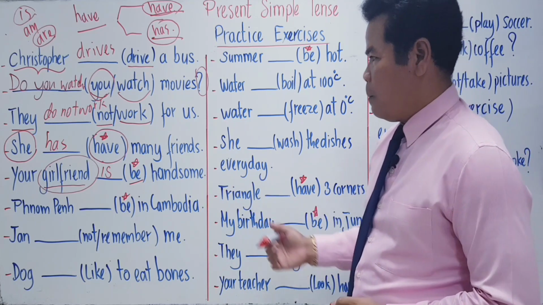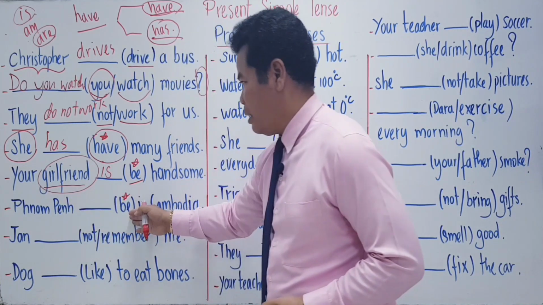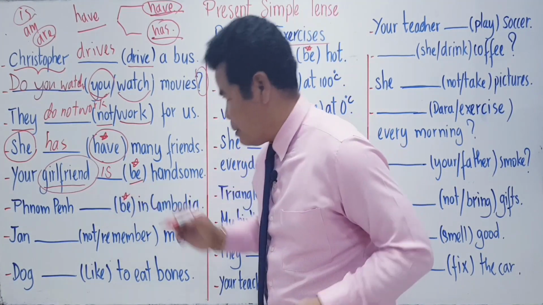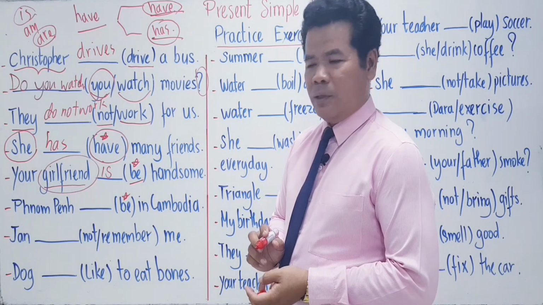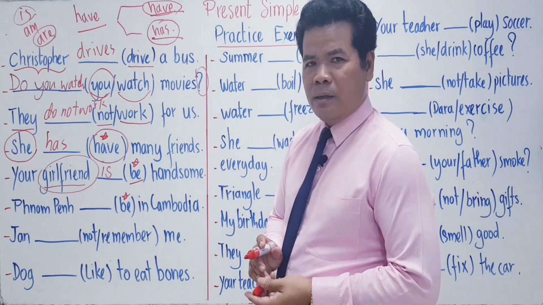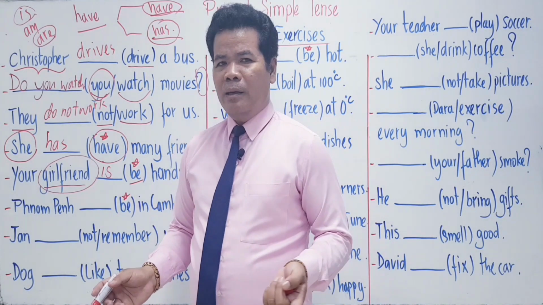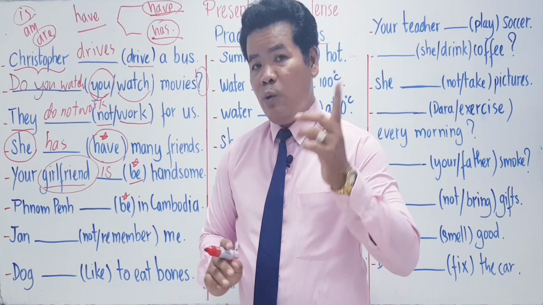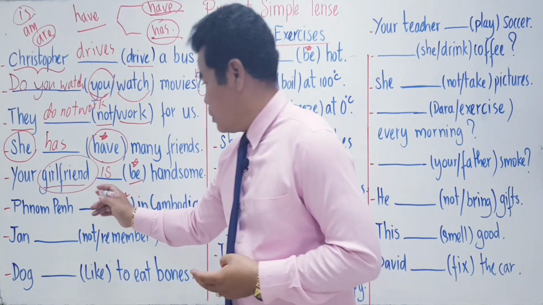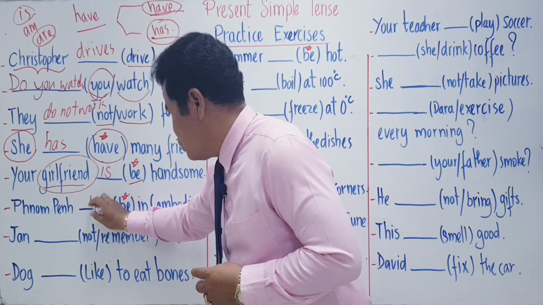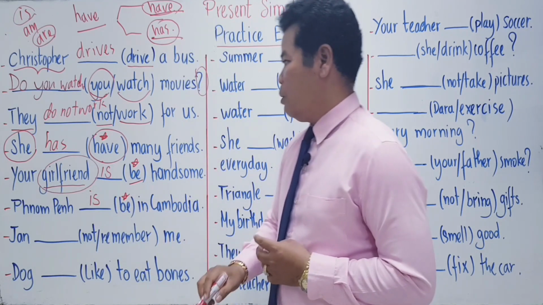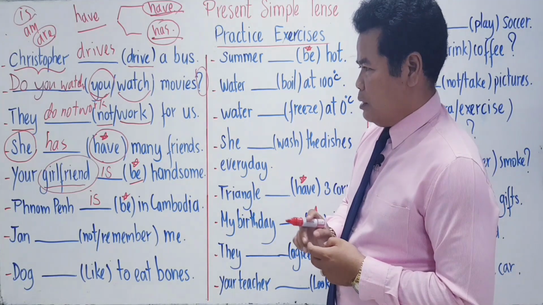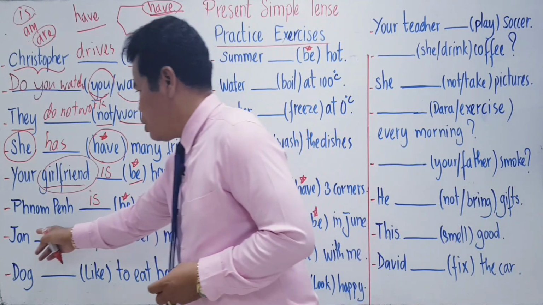Let's go to another one. Phnom Penh, again, in Cambodia. Phnom Penh be in Cambodia. So where is the subject? The subject is Phnom Penh. Phnom Penh is the capital of Cambodia. How many capitals? Just only one. So the verb be we use here is is. Phnom Penh is in Cambodia. Right? Let's go to another exercise.